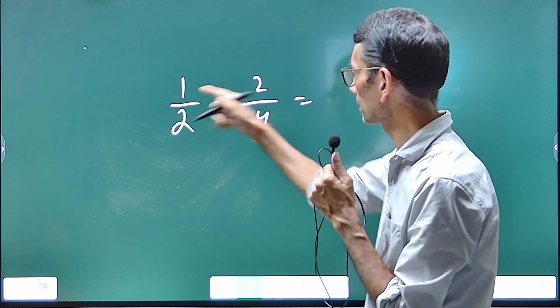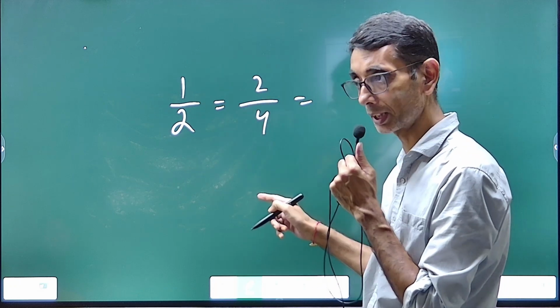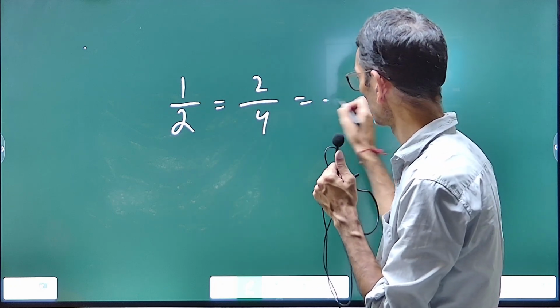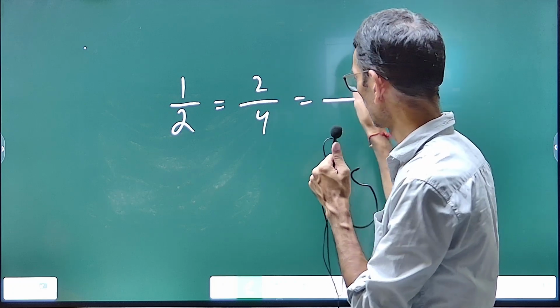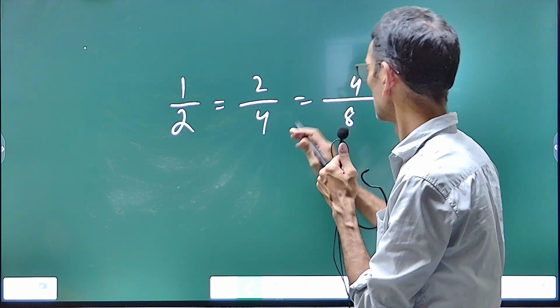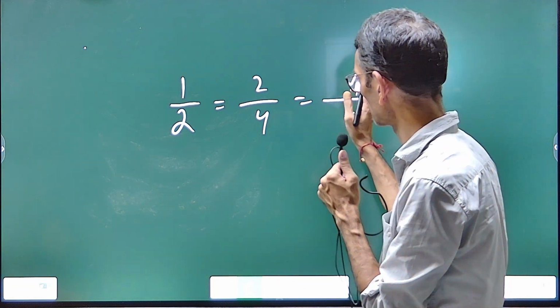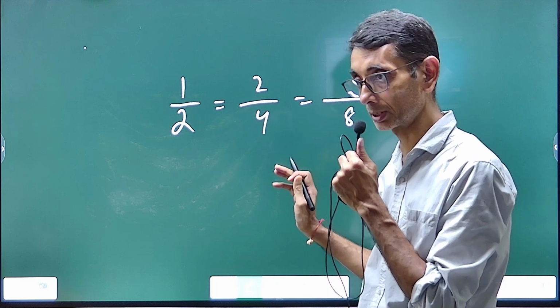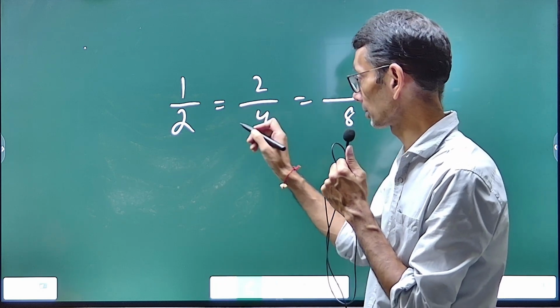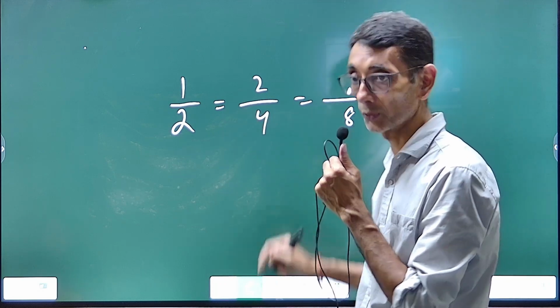Suppose I multiplied by 2, 1 to the 2, 2 to the 4, right? So similarly, a similar constant you can multiply. So if I multiply by 2 again, 4 will be 4 to the 8. So you can keep writing. So this ratio is equal to this ratio is equal to this. So they are in proportions. I can say that 1 is to 2 and 2 is to 4 are in proportion.